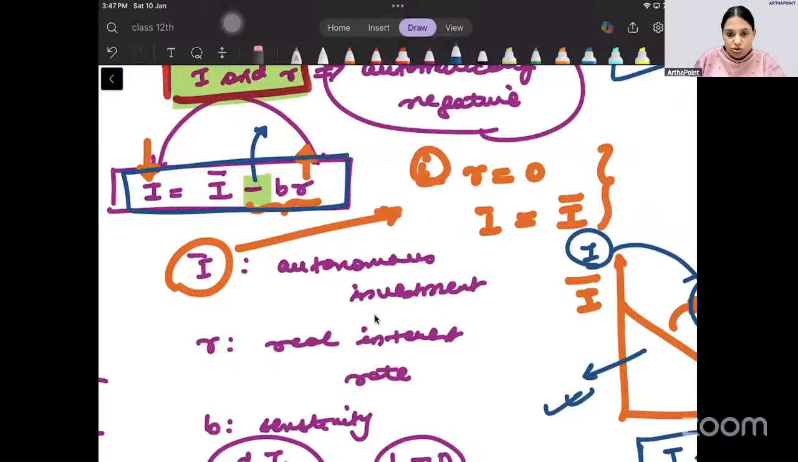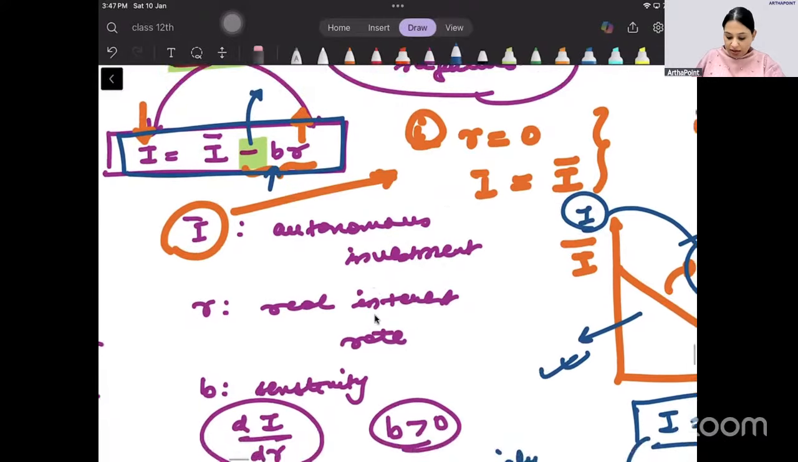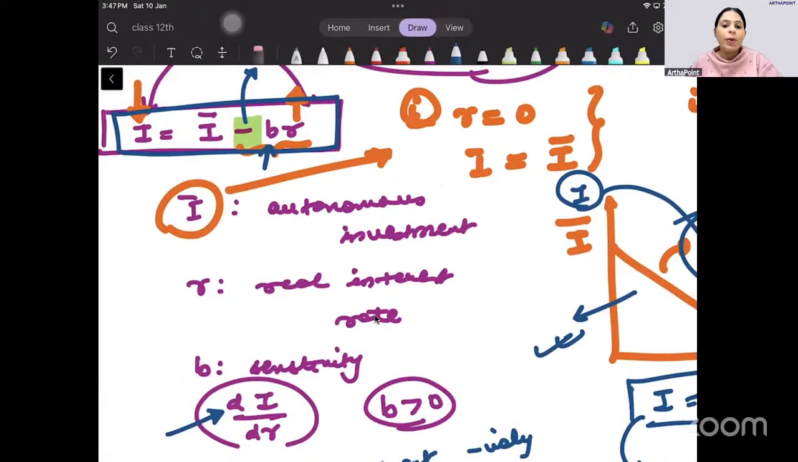ये negative sign ये show कर रहा है. And ये B बता रहा है that how much investment will change when interest rate changes. Okay.